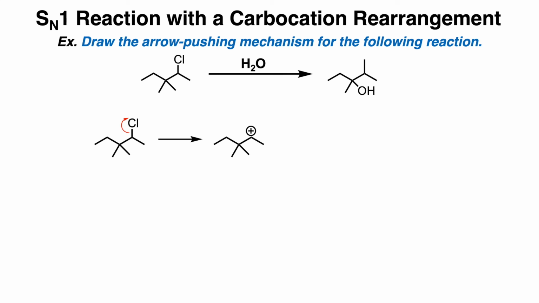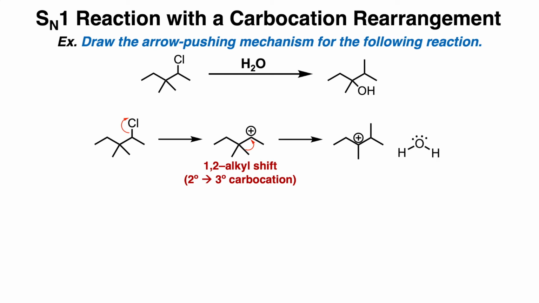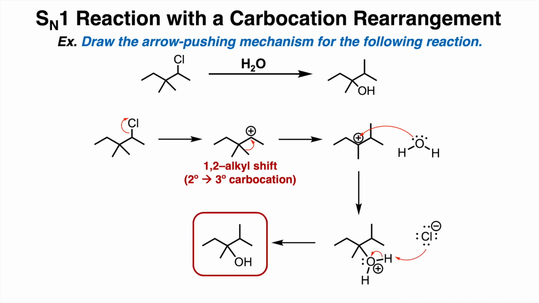And then a 1,2 alkyl shift will occur to move a methyl group to the carbocation, and thus forming a new tertiary carbocation that is more stable than the original secondary carbocation. And then from here, water acts as a nucleophile and will attack the carbocation. Then a proton transfer occurs where Cl- deprotonates the hydrogen, which then gets us to the final product.